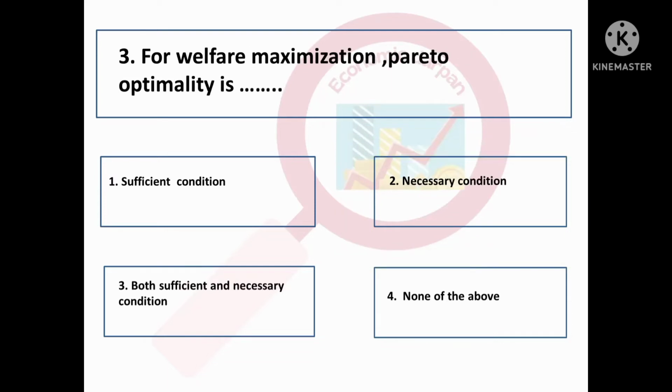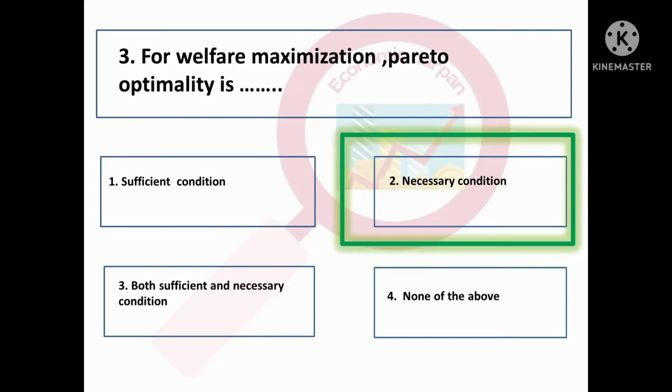Question number 3 is, for welfare maximization, Pareto optimality is dash. Option 1 is sufficient condition. Option 2 is necessary condition. Option 3 is both sufficient and necessary condition. And option 4 is none of the above. And the right answer is necessary condition. Pareto optimality is a necessary condition for welfare maximization.